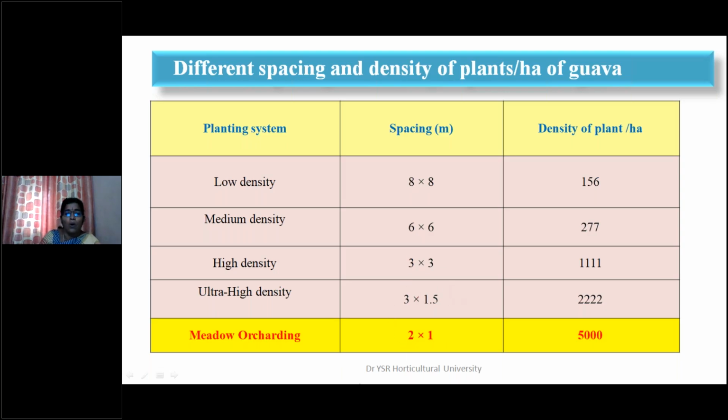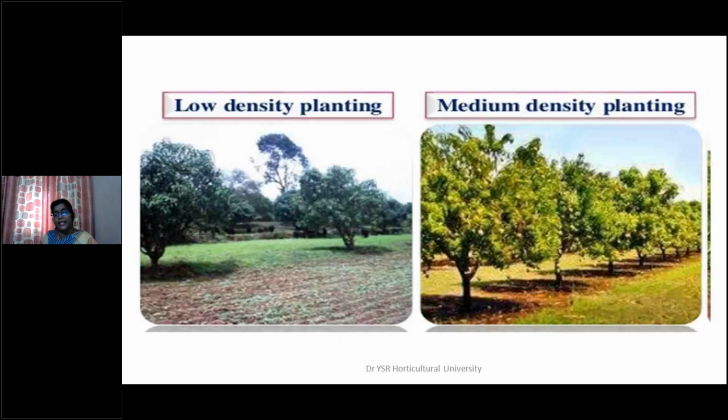So we can go for any method of planting based on the climatic conditions prevailing and soil fertility status, and also the availability of resources like water resources and all. The farmers or growers can select any planting spacing to go for high density planting.